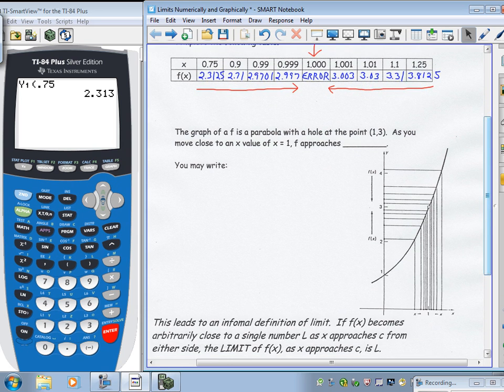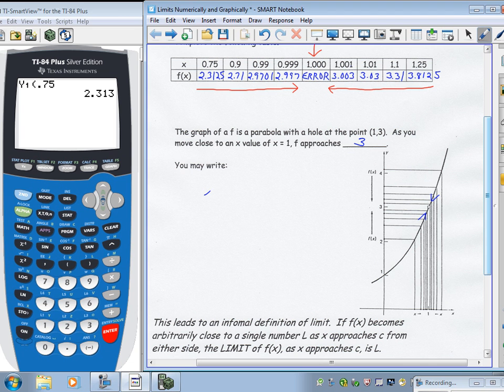Another way of looking at the same situation. This is the graph, or piece of the graph for that table. It's a parabola with a hole in it. The hole happens to be at the point 1,3. Reason being that 1 makes the thing undefined. So as I get really, really close to 1, again from the left, or down here from the right, I'm approaching a y value of 3. So you get the same idea from looking at the graph as you do from the table.